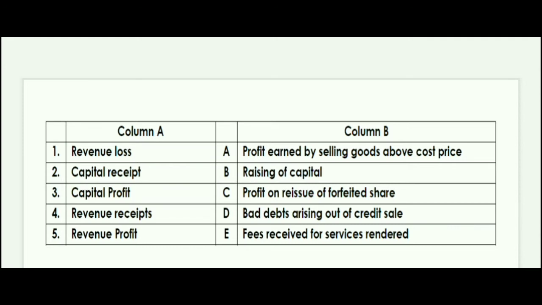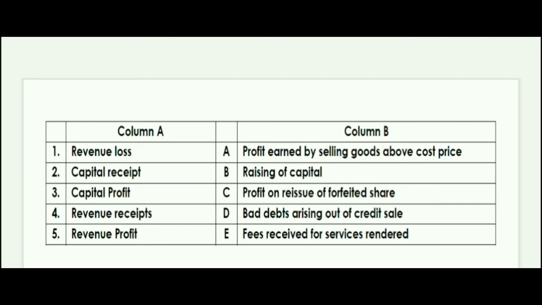In column B they have given: A is profit earned by selling goods above cost price. I repeat, as you can see on the screen, profit earned by selling goods above cost price. B is raising of capital. C is profit on reissue of forfeited share. D is bad debts arising out of credit sale. E is fee received for services rendered.